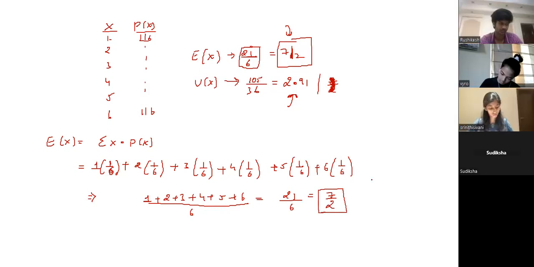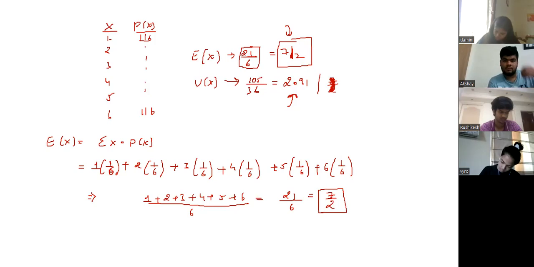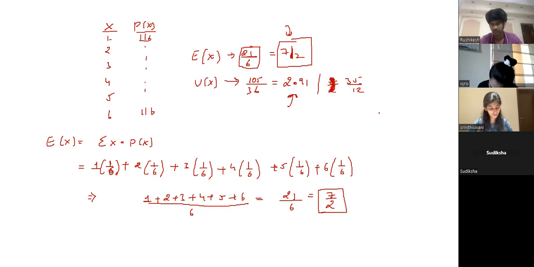The answer for variance of x will be 35 by 12 after simplifying. Okay. Any doubts, anyone, in expectation of x?